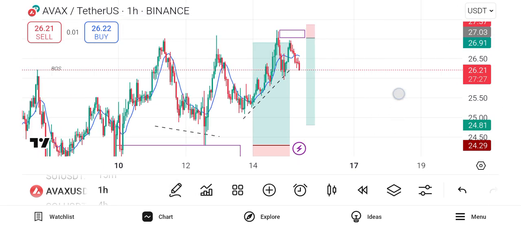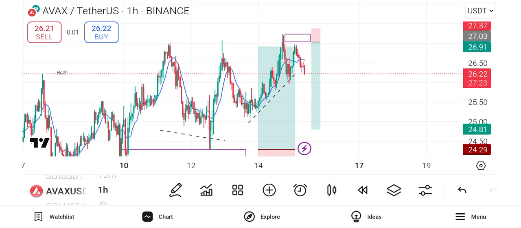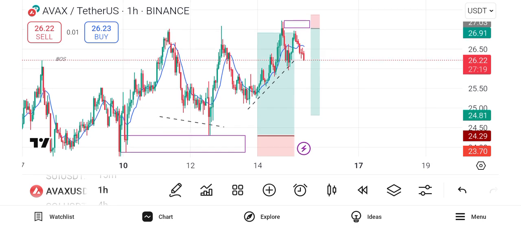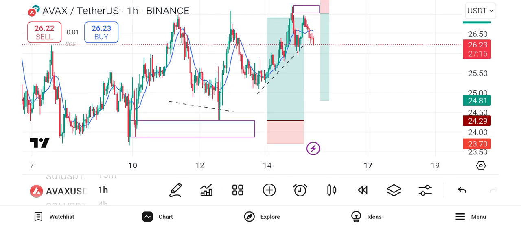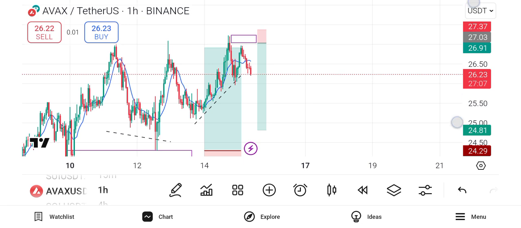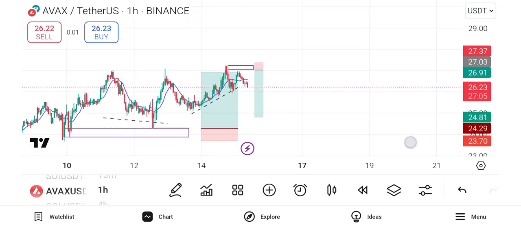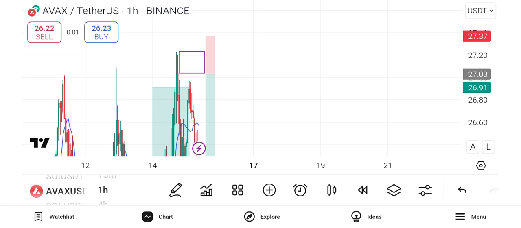So now, I'm waiting patiently because I'm a smart money concept trader. I'm waiting patiently for the market to touch this point with a tight stop loss. If the market does not do likewise, there are two ways: the market comes down here to this other block at this point, 24.29, and at this other point, 27.03.